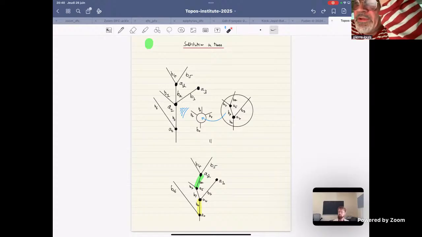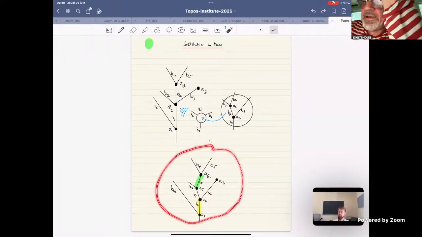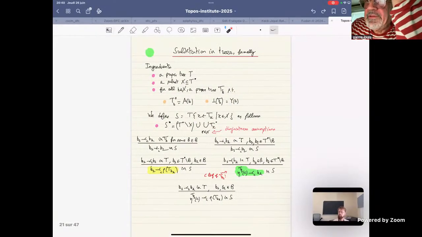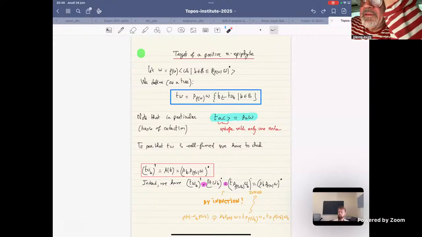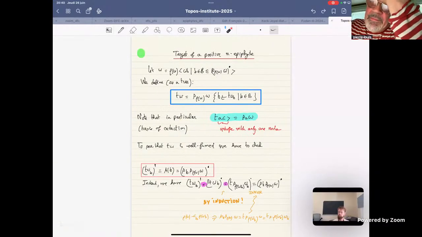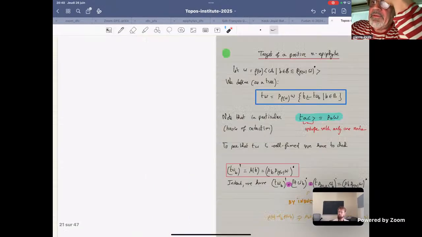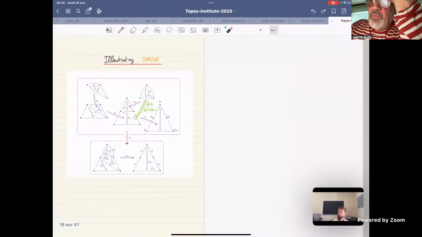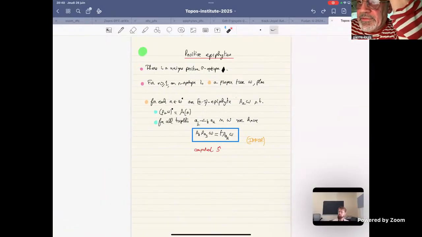So we need a little vocabulary to explain how the edges of the new tree are formed. But again, I'm not going to enter into detail. So it's written here, but we will not detail that. Okay, so now that we have this notion of substitution in trees, once we have this description, we can now describe what the target is. So remember that our goal was to define the target of an Opetope.